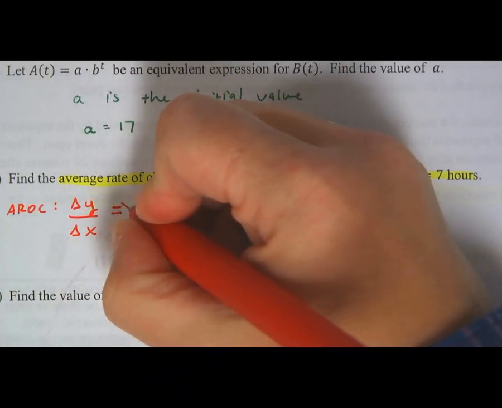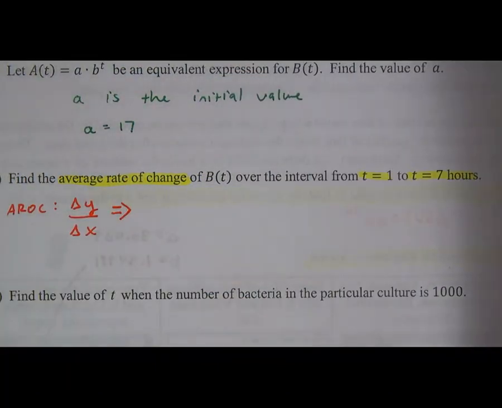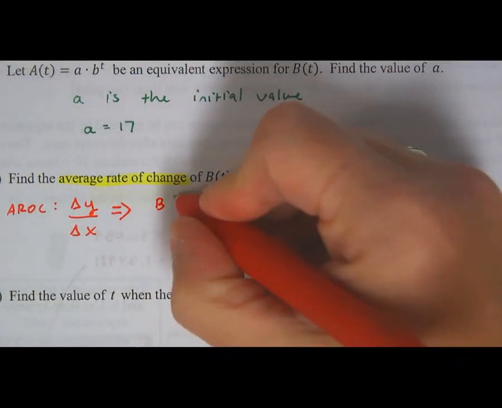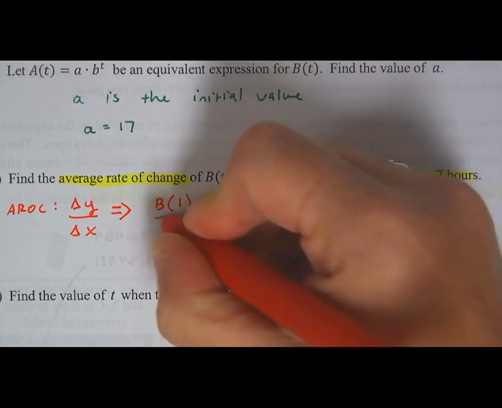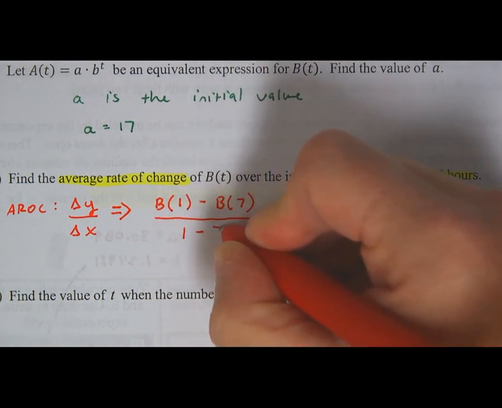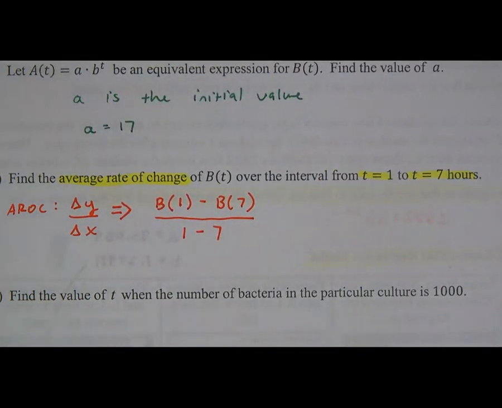Well, what that means to us is we're going to find b of 1 minus b of 7 over 1 minus 7. Or you could flip-flop. You could say b of 7 minus b of 1 over 7 minus 1. You're going to get the same answer. That's our task. So now, let's plug in 1 to the function. Let's plug in 7 to the function, subtract those, and put it all over negative 6. So 1 minus 7 is negative 6.